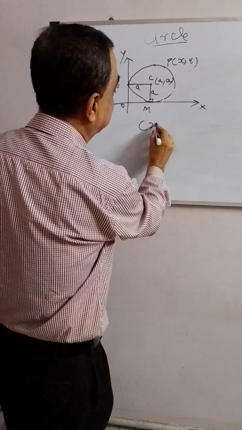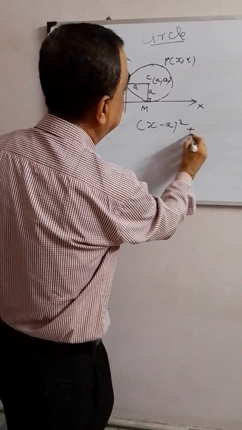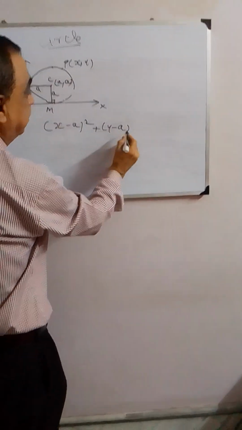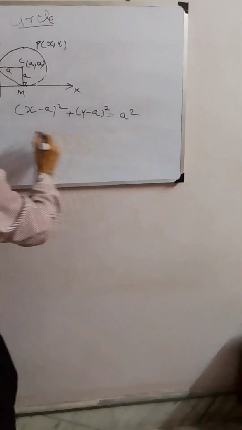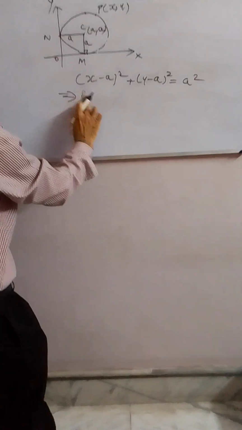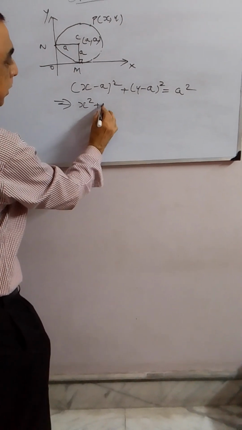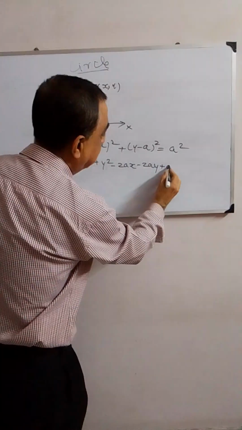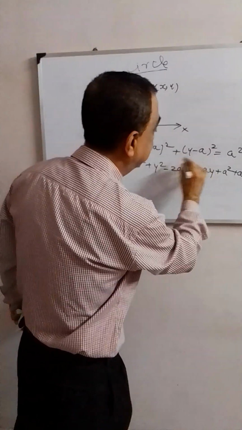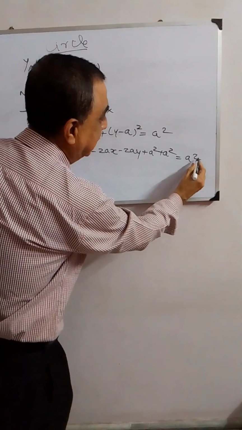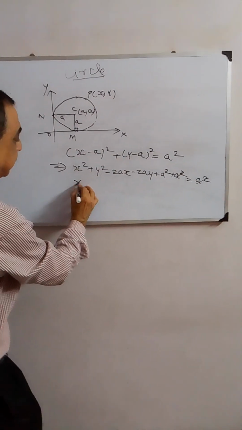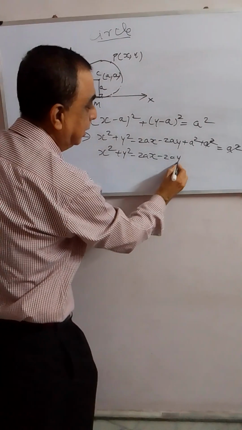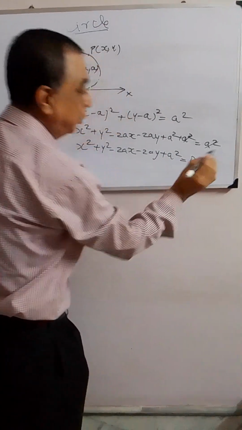So what will be the equation of the circle? The center is (a, a), so (x minus a) whole squared plus (y minus a) whole squared is equal to a squared. Now on expanding, we will have x squared plus y squared minus 2ax minus 2ay plus a squared, the third terms from both these expansions, is equal to a squared. So a squared cuts from both the sides. So we have x squared plus y squared minus 2ax minus 2ay plus a squared is equal to 0.